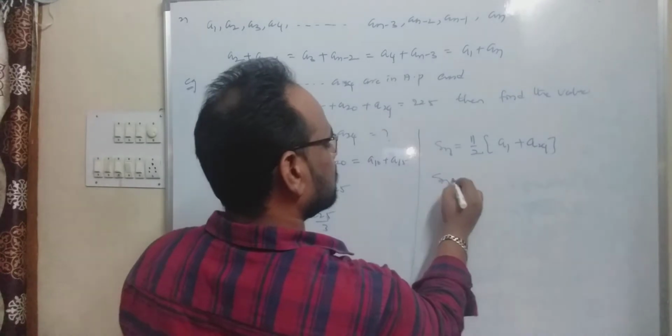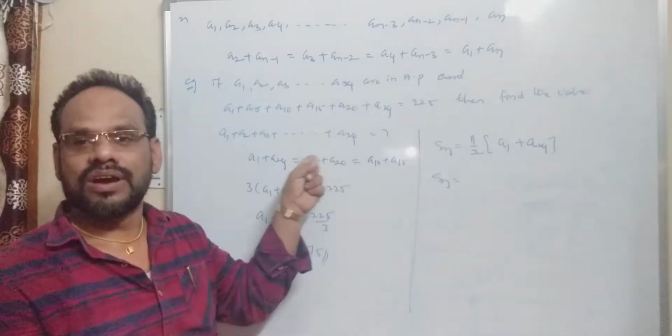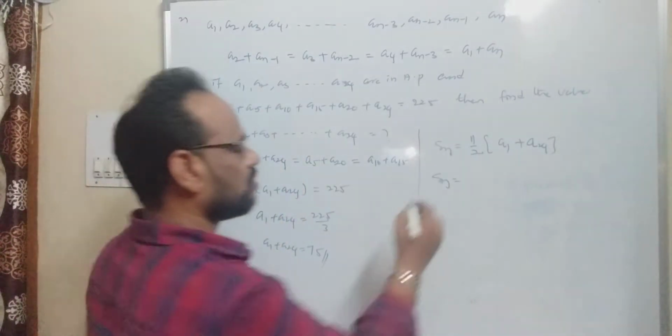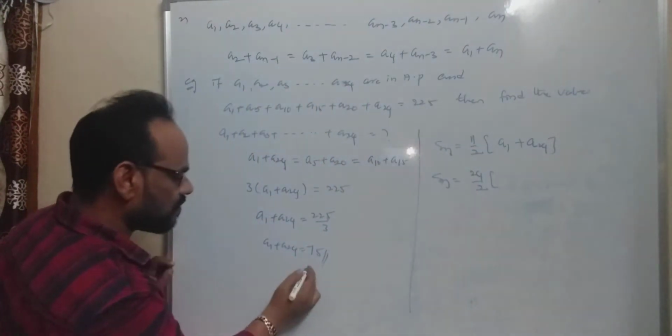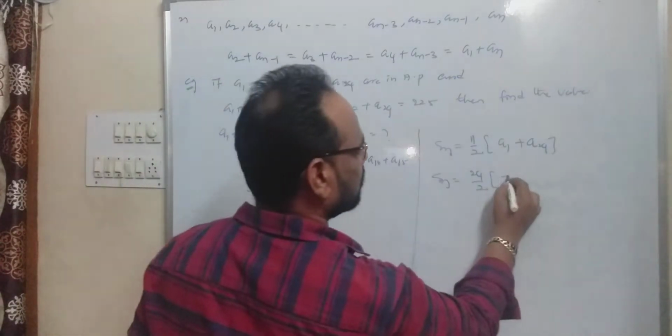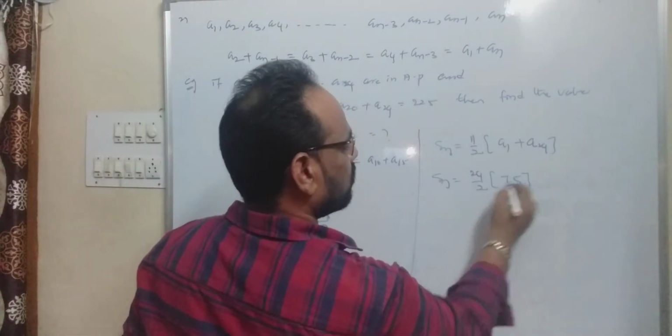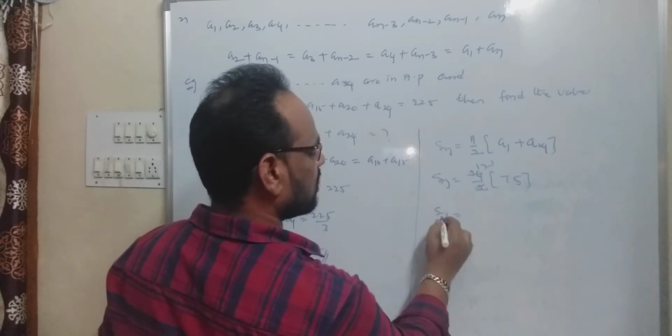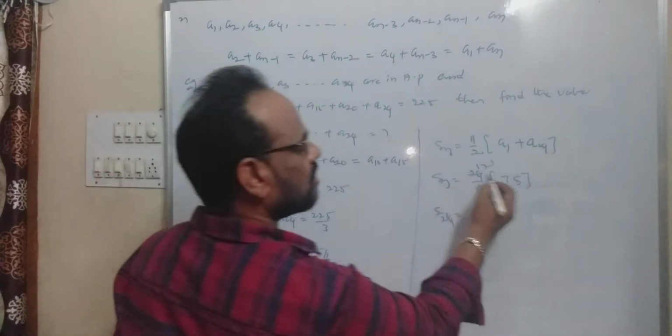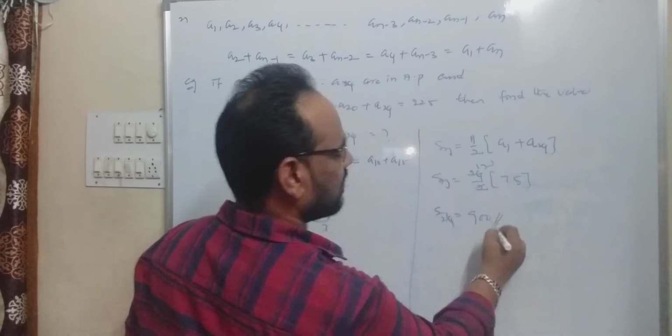Sn is equal to the number of terms. How many terms? 24. So n value is 24 by 2 into a1 plus a24 value, which we get as 75. Substitute 75 here. 2 ones are 2, 12s. So S24 is equal to 12 times 75, which is 900.